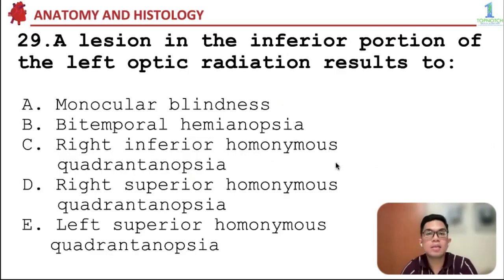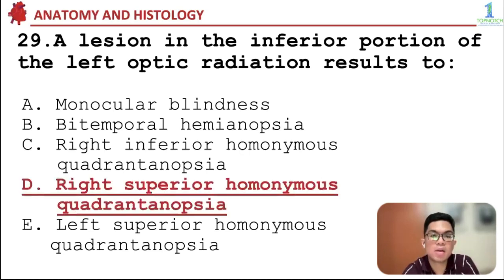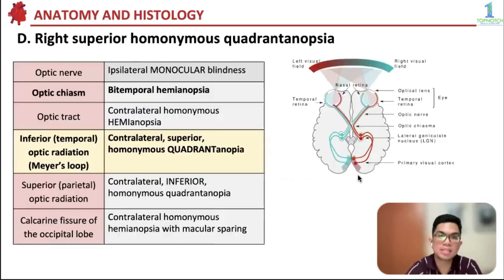See, next question. What is the visual field defect when there's a lesion in the inferior portion of the left optic radiation? So inferior left optic radiation, that's your right superior homonymous quadrantanopsia. Sige, so let's discuss the various visual field defects.